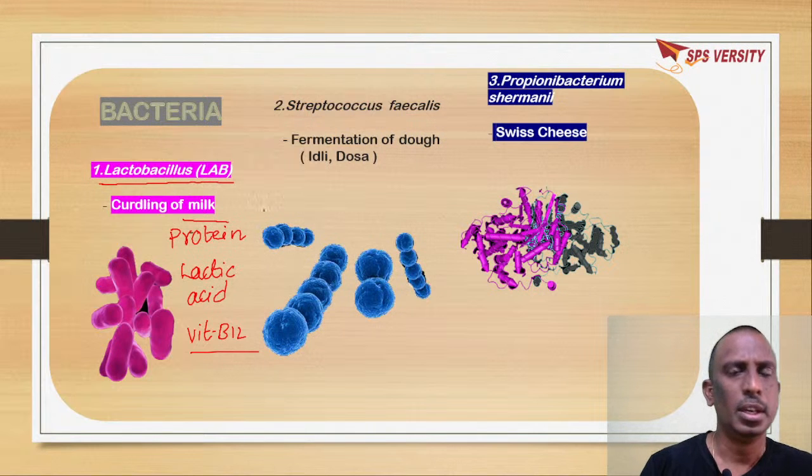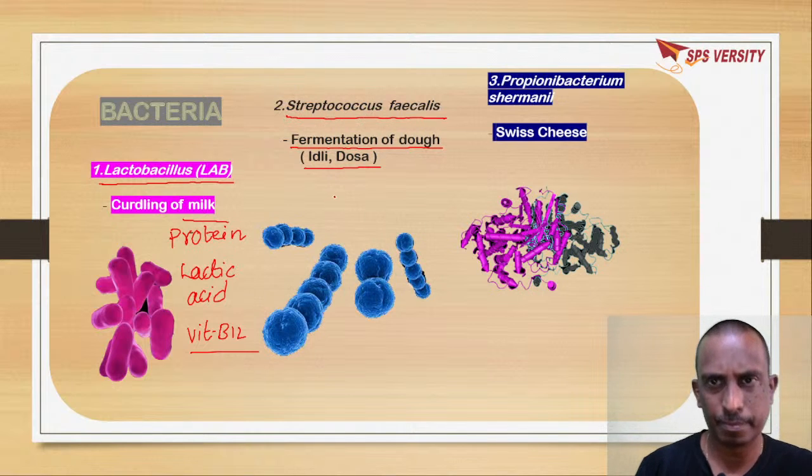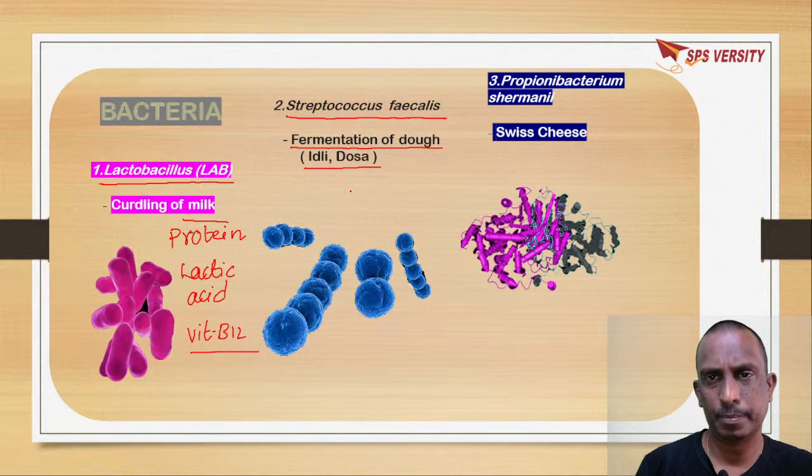In the same way, for making idli and dosa, we make a paste and keep it overnight. Overnight, it undergoes fermentation and increases in size. This is due to Streptococcus faecalis, which plays an important role in making idli and dosa mix.